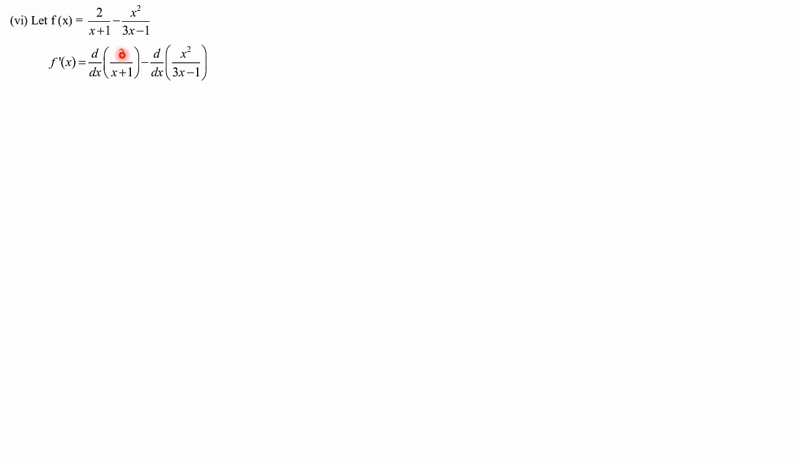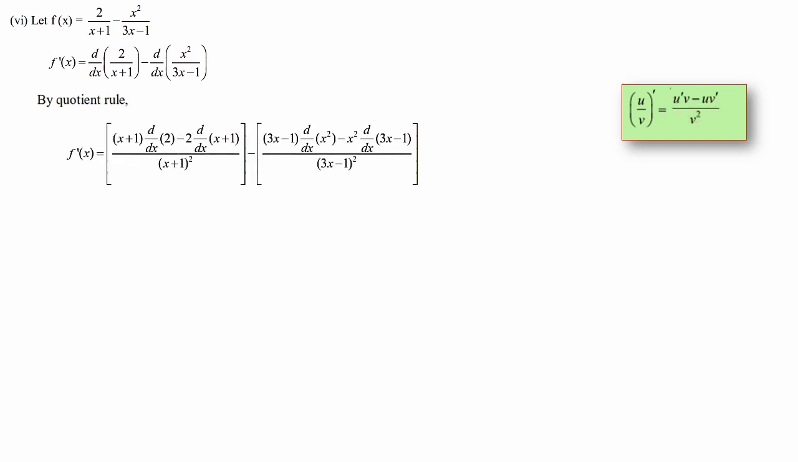It is in the form u by v, so we have to apply the quotient rule. The quotient rule is u by v the whole dash is equal to u dash v minus uv dash by v square. First of all we go for the denominator square, that is x plus 1 the whole square. Then x plus 1, the denominator, into the derivative of the numerator, that is d by dx of 2, minus the numerator, that is 2, into the derivative of the denominator, that is d by dx of x plus 1. Minus, here also the same thing: denominator square, that is 3x minus 1 the whole square, then the denominator 3x minus 1 into the derivative of the numerator, d by dx of x square, minus the numerator x square into the derivative of the denominator, that is d by dx of 3x minus 1.